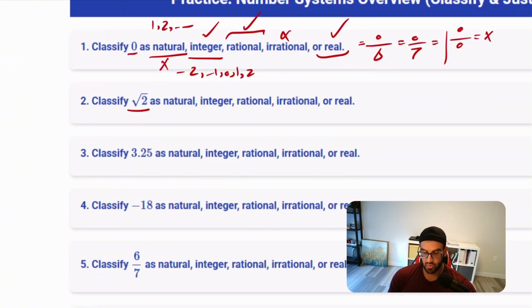Classify root 2. So we know that root 2 is a number that, if you try it in your calculator, you cannot write down as two numbers, one over another one, as a fraction. So this number cannot be rational. And if the number is not rational, we can call it irrational. Again, it's not going to be considered an integer because integers are just whole numbers, and it's not natural, but it is still going to be considered a real number.